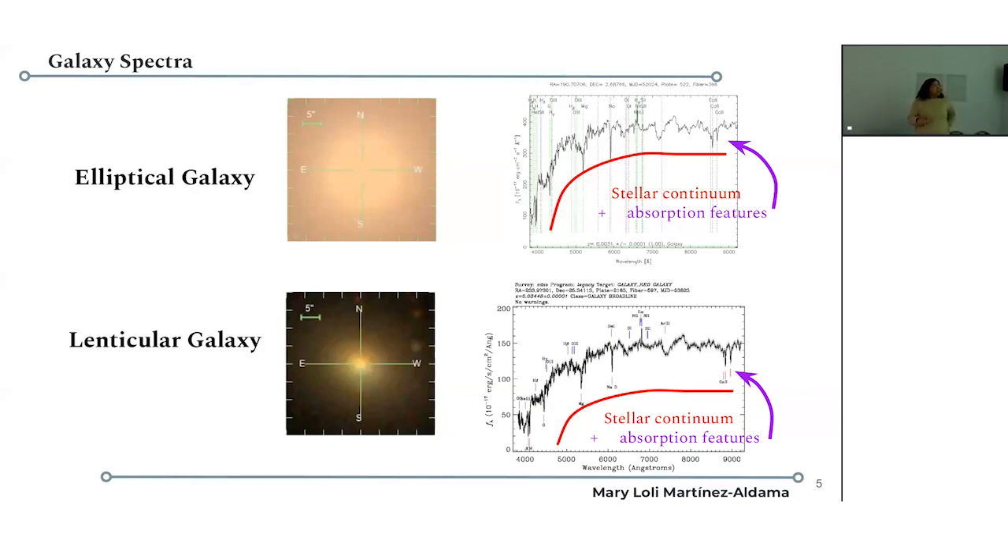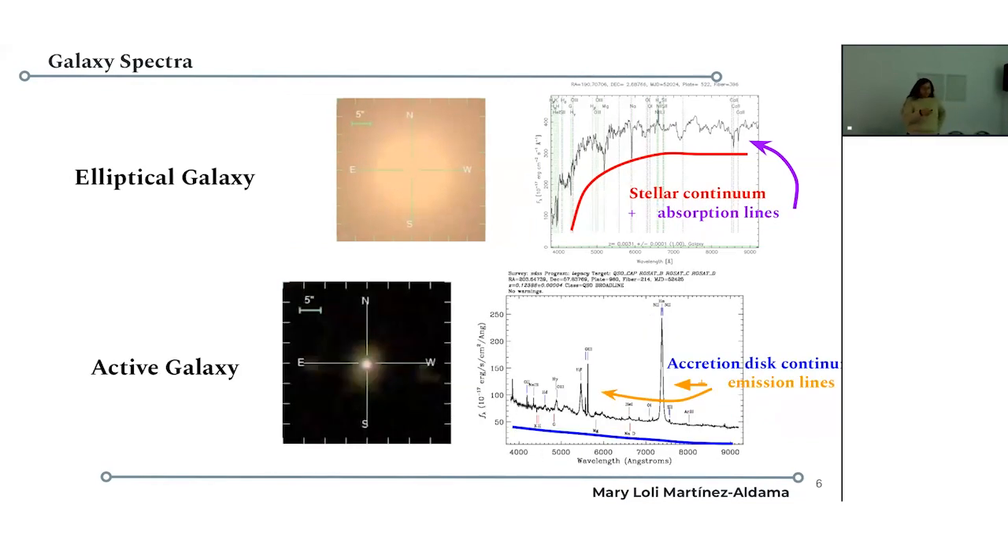In the case of the lenticular galaxy, we can see a similar spectrum. Again, we have this continuum that can be described by different black body spectra from the different stars, and also the absorption features. But there are some kinds of stars, the other kind of galaxy, this one, for example, that when we take the spectrum, we can see a completely different situation.